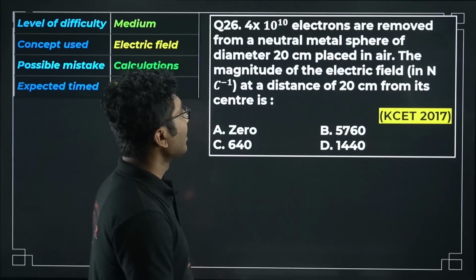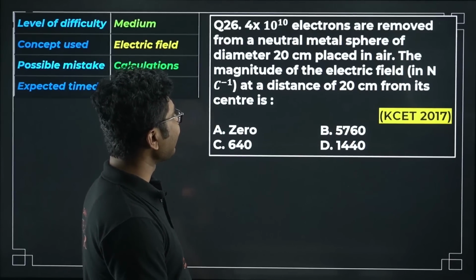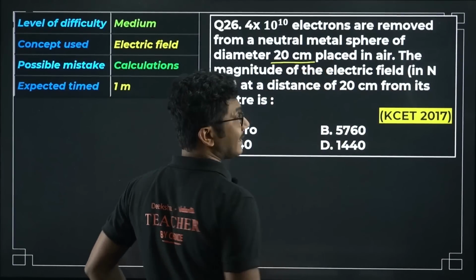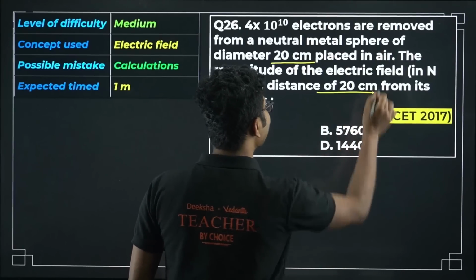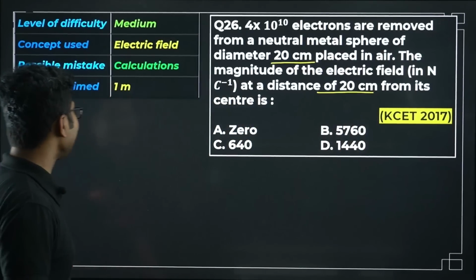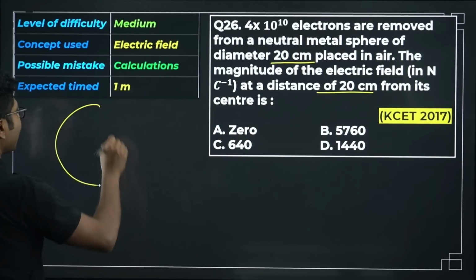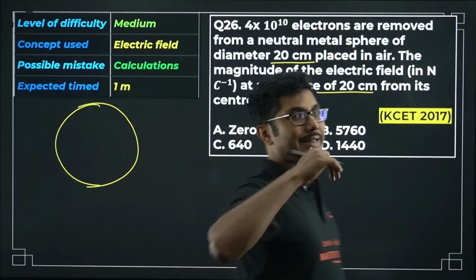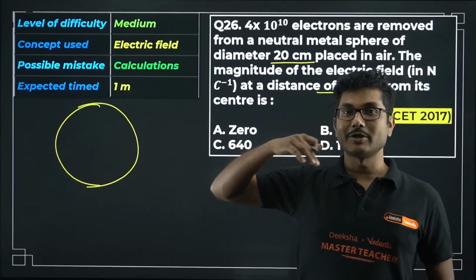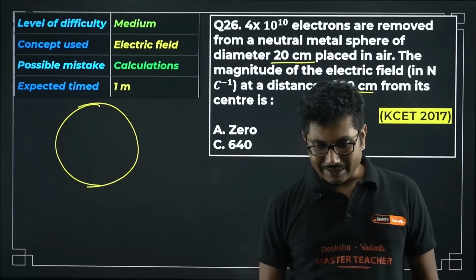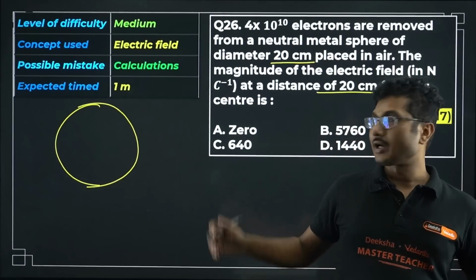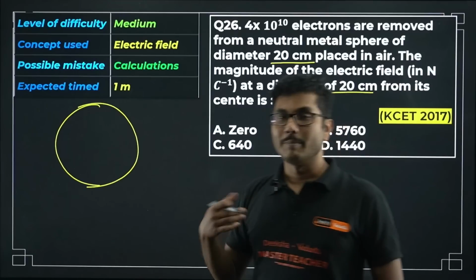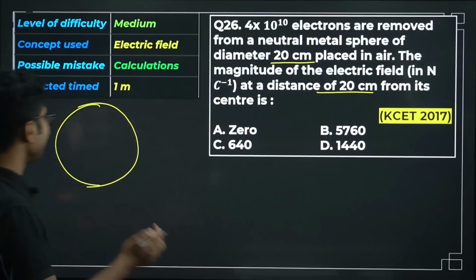Now, this question appears to be slightly tricky. The diameter is given as 20 centimeter, but the distance is also given as 20 centimeters. So you might think that the point is located on the surface of the sphere, and that it is very complicated, because on the surface of the sphere the electric field is not continuous. If you are going from inside, it will be 0. If you are coming from outside, it will not be 0. But actually this is a trick question.